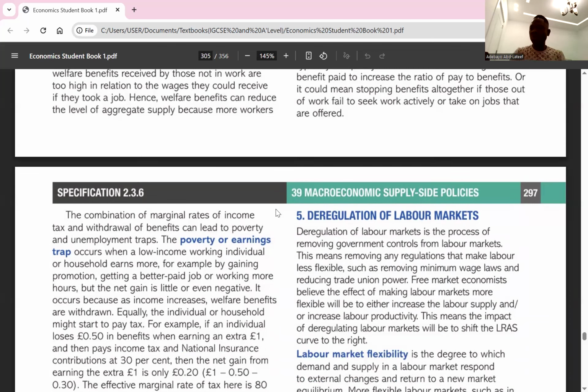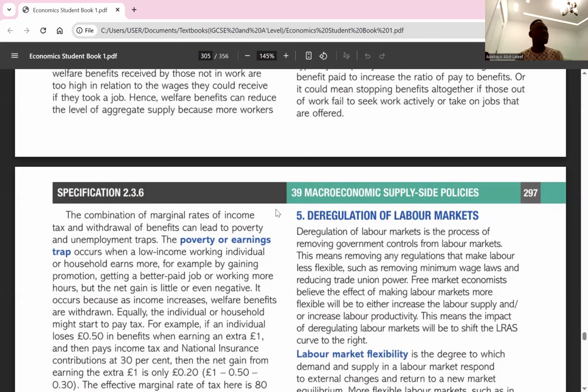a poverty or earning trap occurs when a low-income working individual earns more by gaining a better paid employment, promotion, or working more hours, but the net gain is little or even negative. In some way, as income increases, welfare benefits are withdrawn. So we're cutting income tax, we're cutting welfare benefits so that people can start working. So there's a poverty trap or earning trap when, in the course of me getting a new job or being promoted, I earn more, but the benefits I used to receive start reducing.